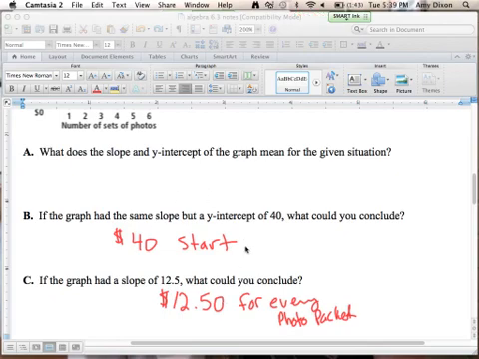So those are a couple of different examples of how we can apply linear equations.